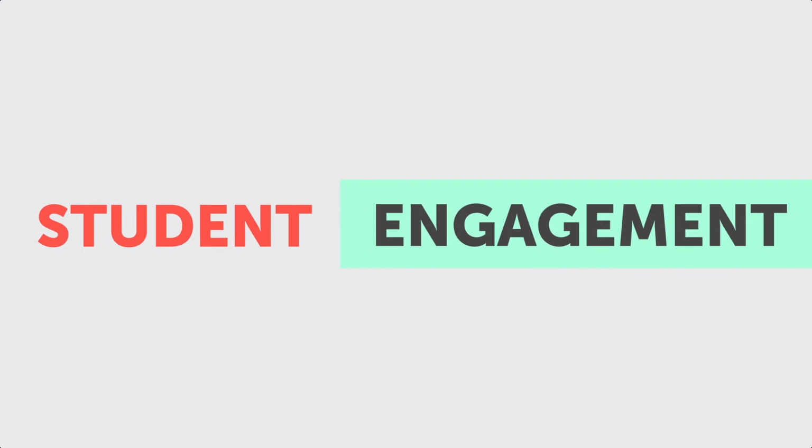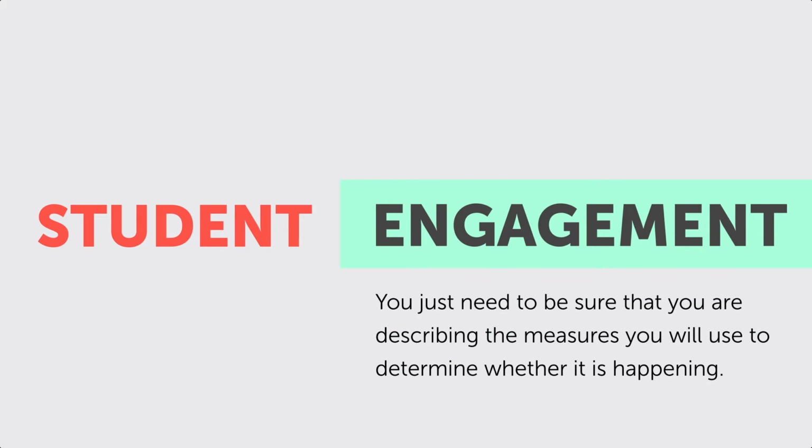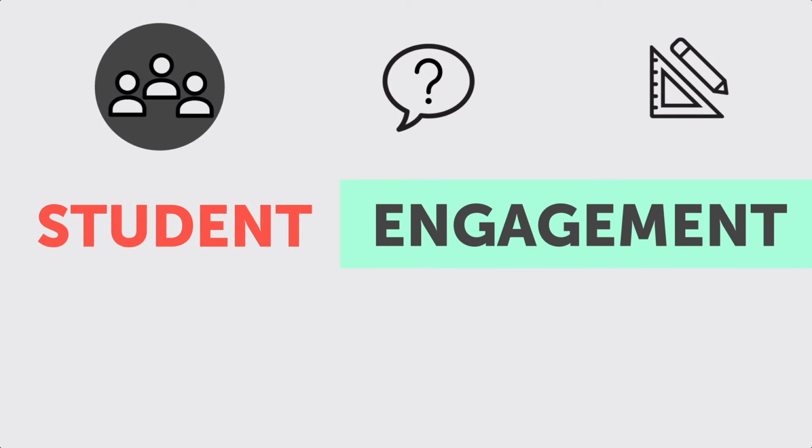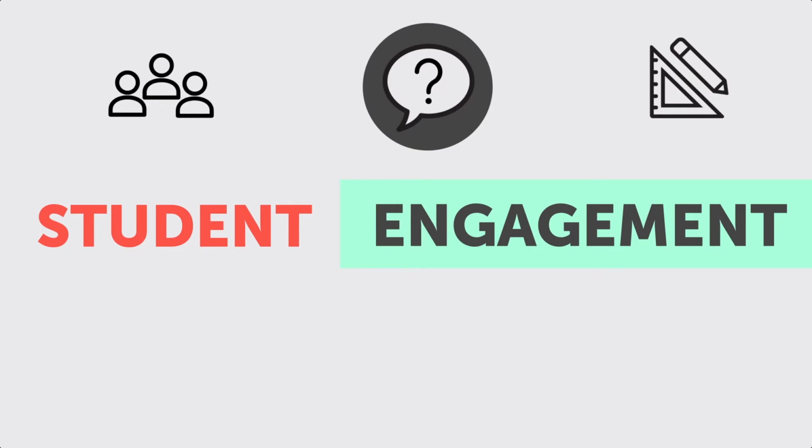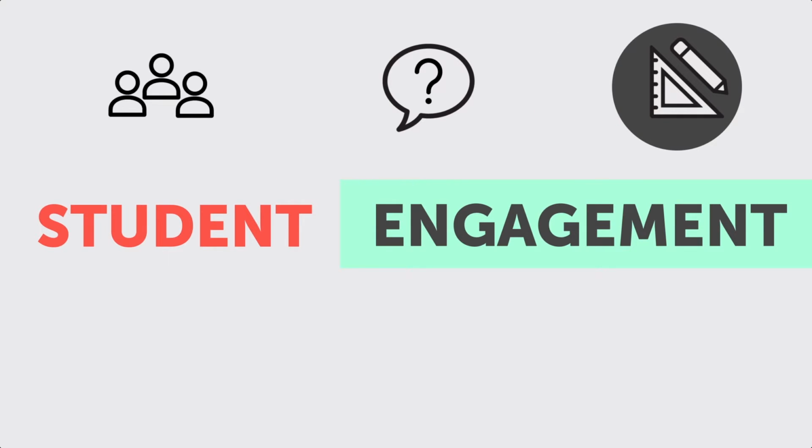Third is student engagement. When considering your plan, don't forget the importance of student engagement. Engagement can be described in many different ways. You just need to be sure that you are describing the measures you will use to determine whether it is happening. For example, are students working in small groups? Are they asking questions? Are they creating and/or developing a product?